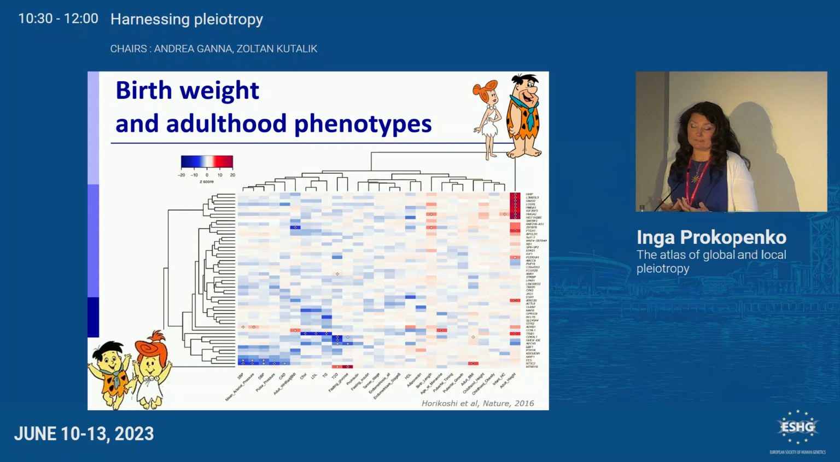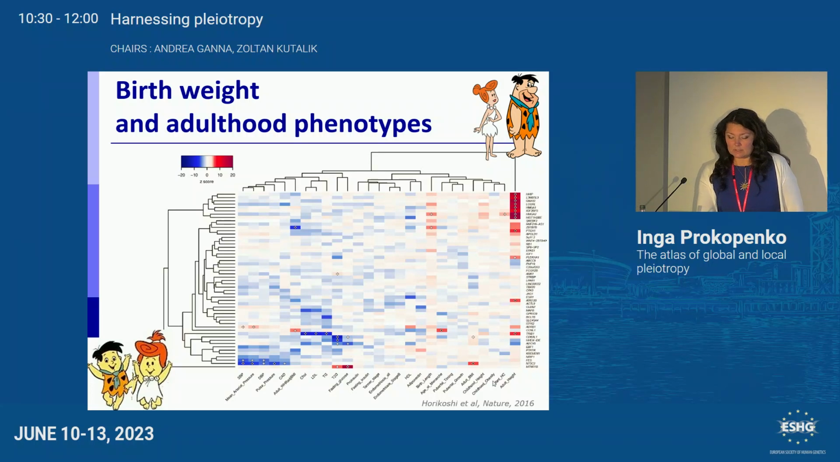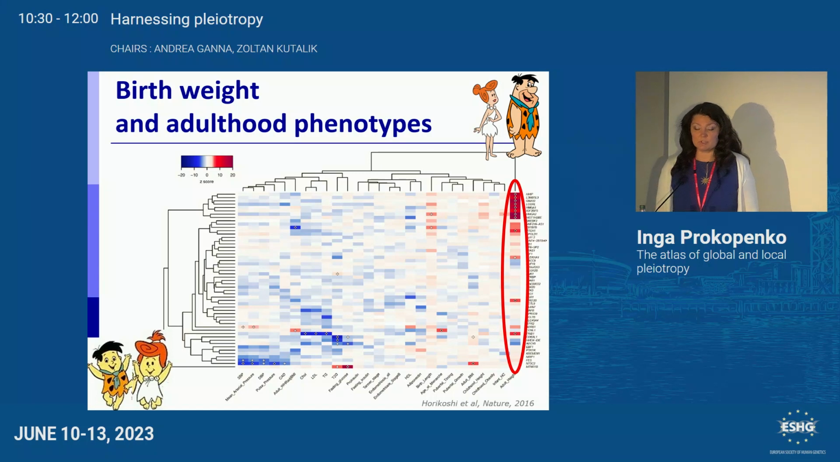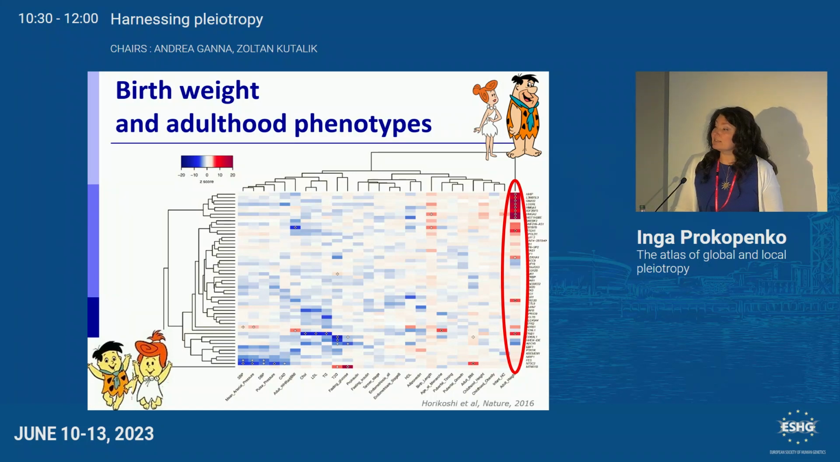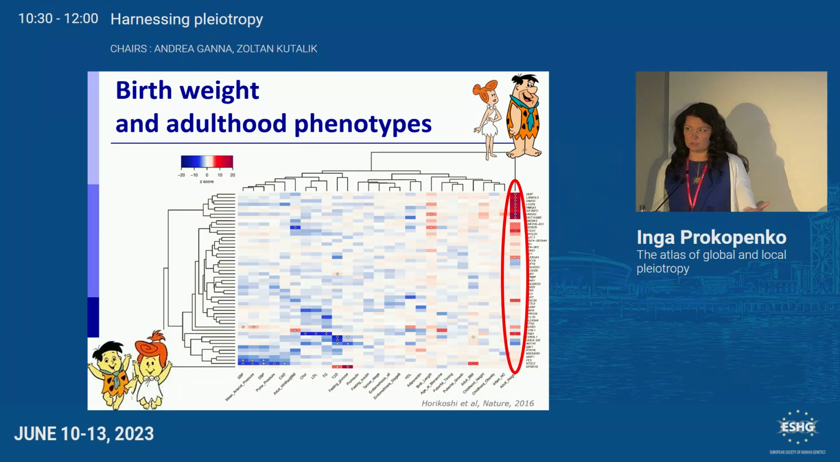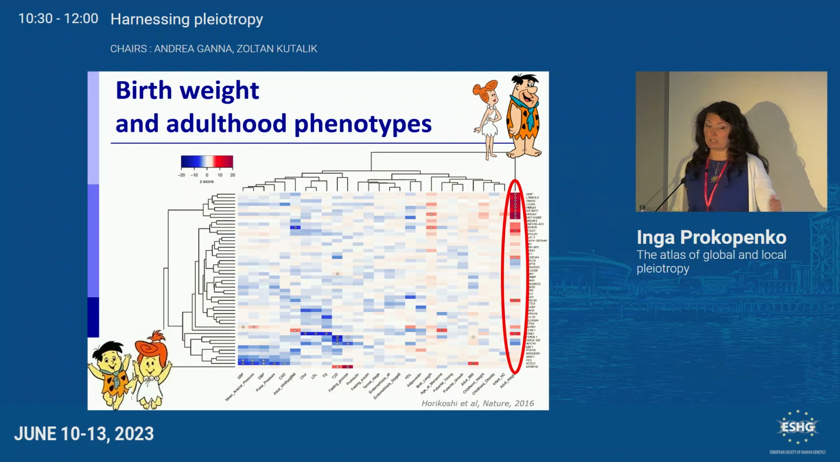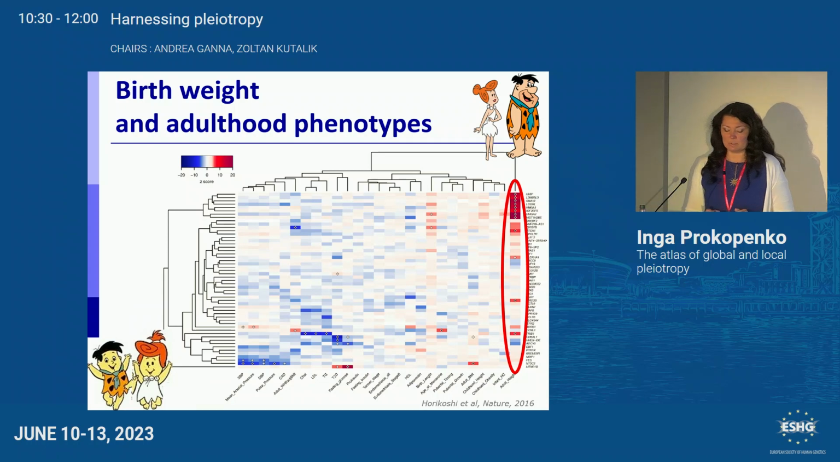Here you can see that there is a group of loci which are actually associated with adult height, right? So this is logical. Birth weight is in some way also a reflection of height. It's very difficult to measure height of the newborn baby.